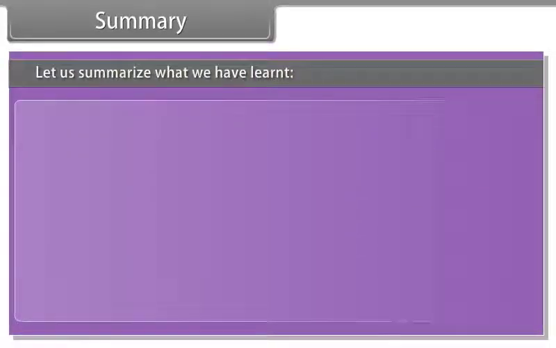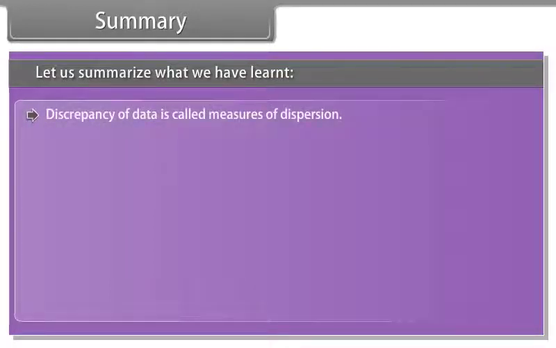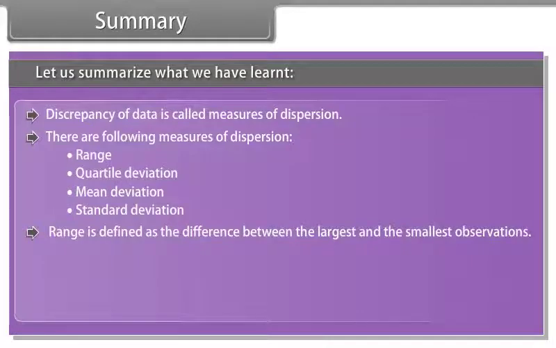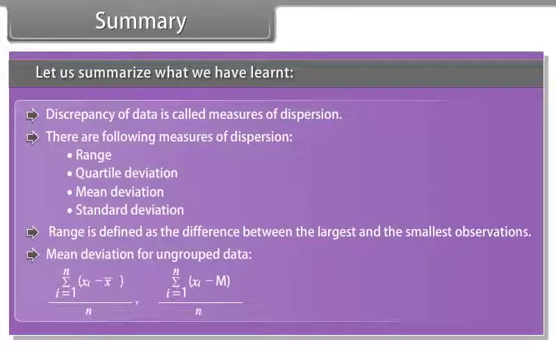Summary. Let's summarize what we have learned. Discrepancy of data is called measures of dispersion. There are the following measures of dispersion: range, quartile deviation, mean deviation, standard deviation. Range is defined as the difference between the largest and the smallest observations. Mean deviation for ungrouped data: summation from i = 1 to n of |xi minus x bar| divided by n, or summation from i = 1 to n of |xi minus median| divided by n.